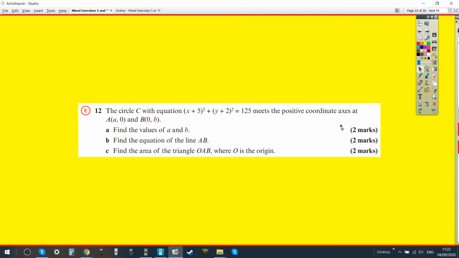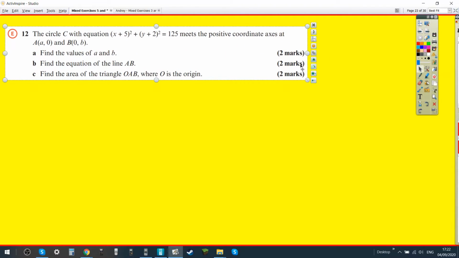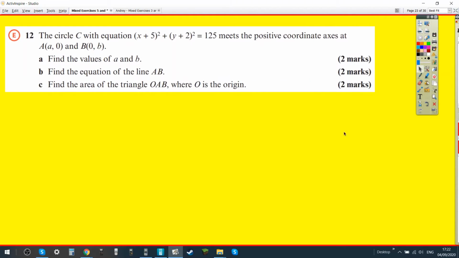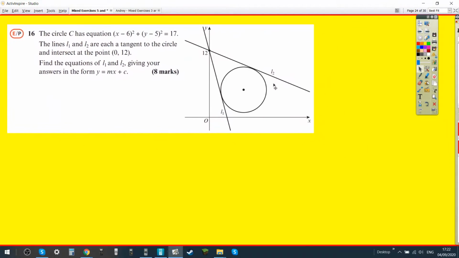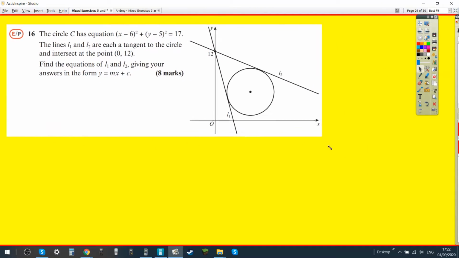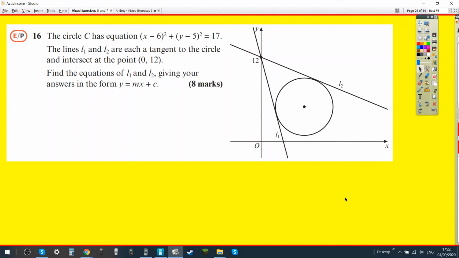Okay, let's see this one. Values of A and B. That's all right, I think. On the line AB. I think that's all right, personally. Here we go. What is this? Okay, how would we go about this?